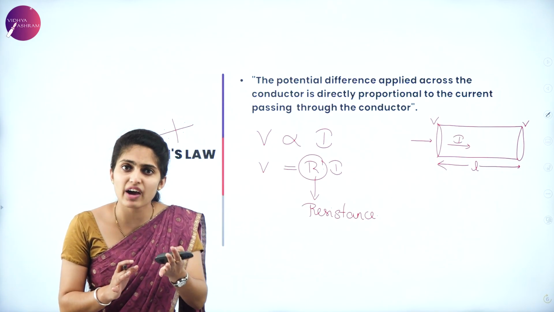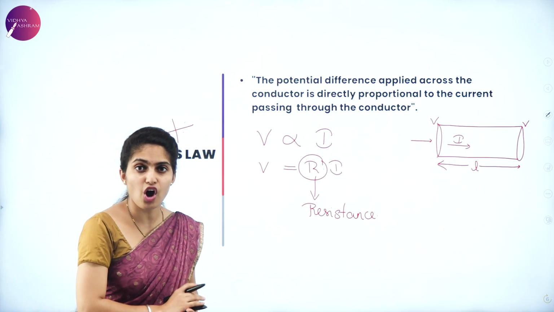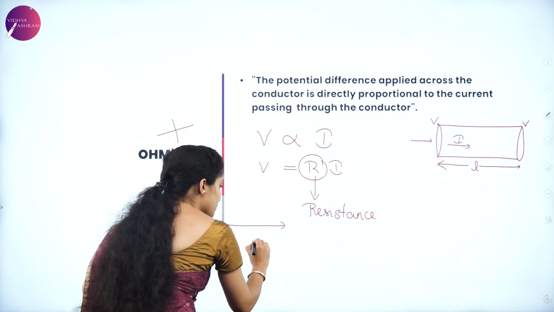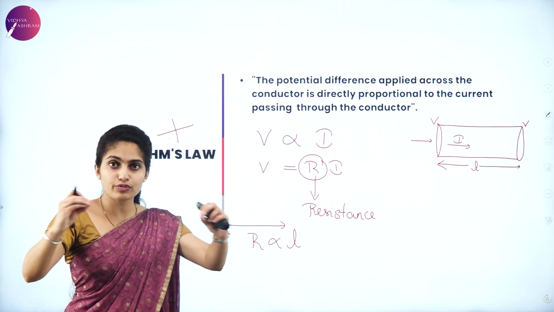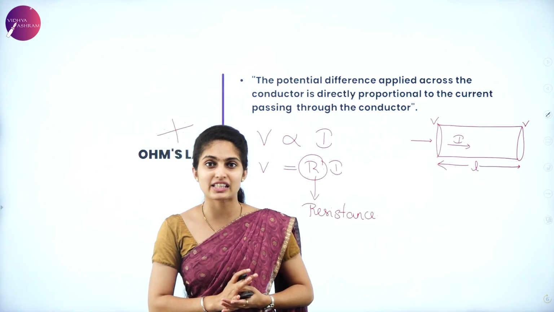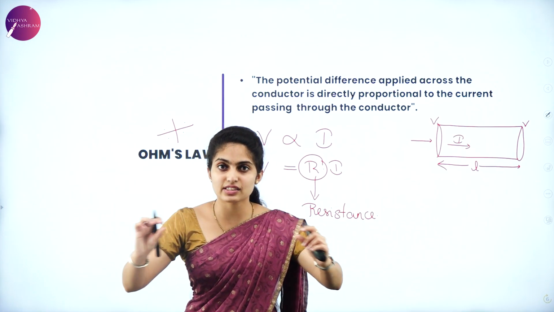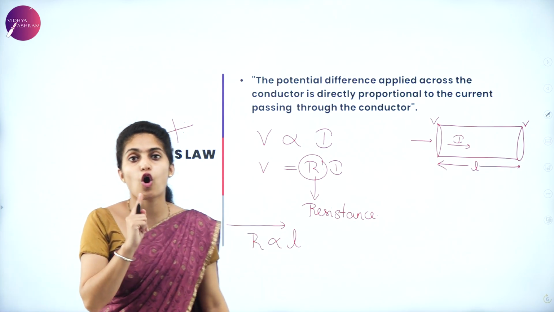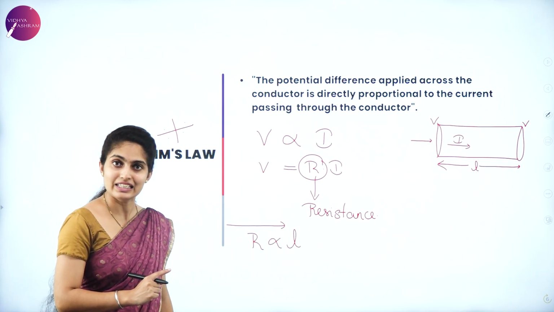So how do you define this resistance? According to the first law, resistance is directly proportional to the length. As the length of the conductor increases, its power of opposing also increases. As the length of the conductor increases, the resistivity also increases, which is told in the very first law of resistance: resistance is directly proportional to the length.